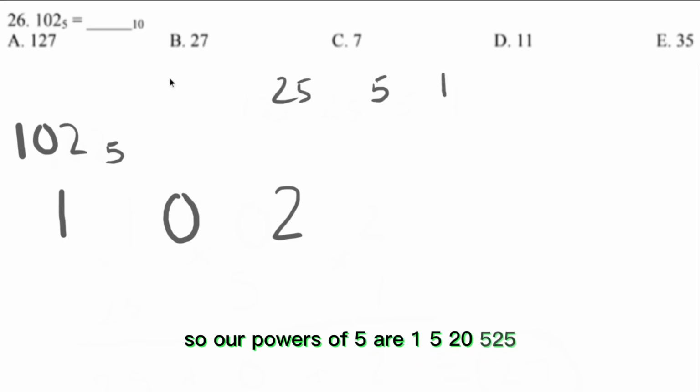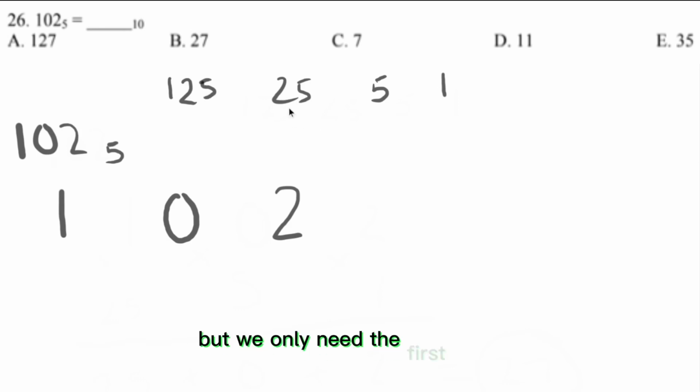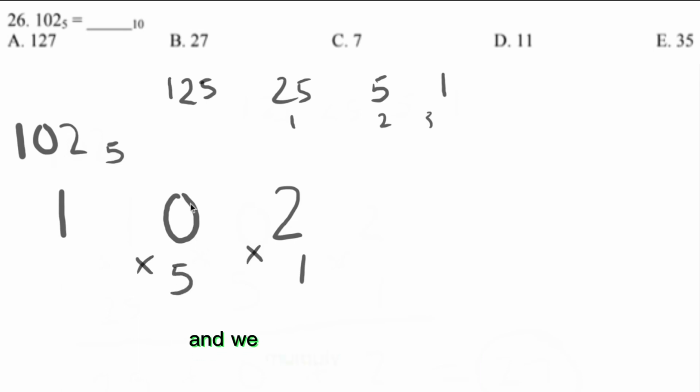Now we're going to multiply each of these by powers of 5, because it's to the base of 5. So our powers of 5 are 1, 5, 25, 125, and it keeps going on, but we only need the first 3 because we only have 3 numbers. So let's solve. Now we multiply the 2 by the 1. We multiply the 5 and the 0. And we multiply the 25 and the 1.